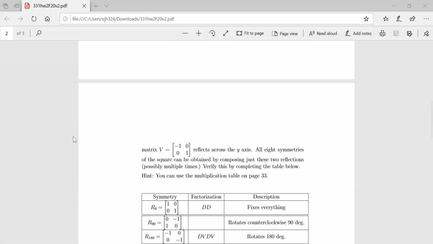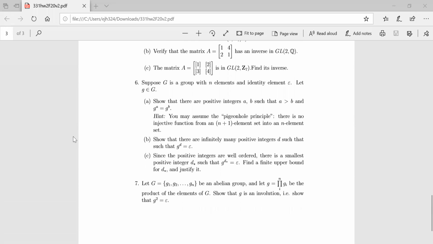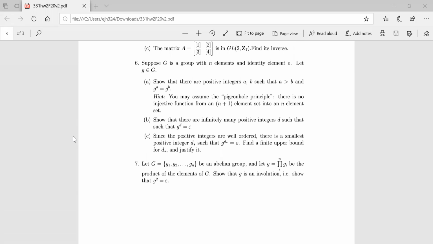Question 6. Okay. Suppose G is a group with n elements and identity E. Let g be in G, show that there are positive integers such that g to that power is the identity. I just used contradiction, but is there another way you could do it?